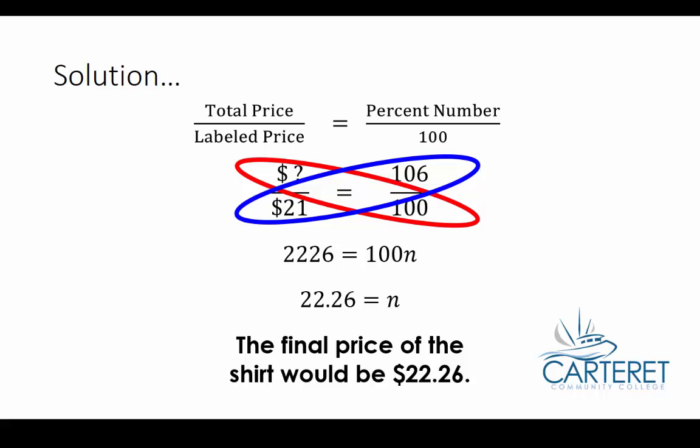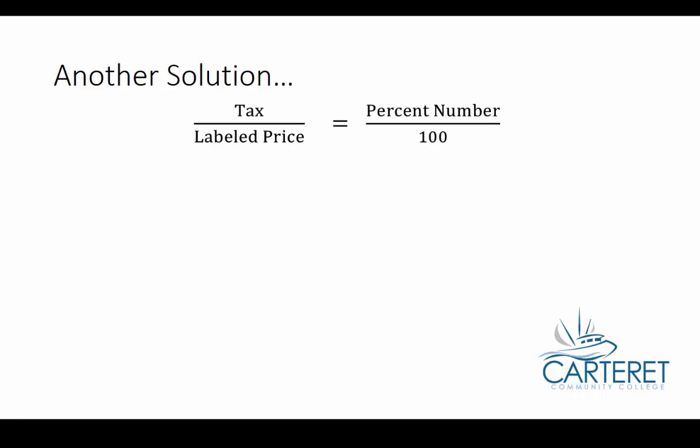This is not the only route that we can take in order to solve this problem. We could set up the proportion the following way. Tax over the labeled price equal to our percent number over 100. In this case, we're going to find the taxed amount first before then adding it back to the labeled price to find our total cost.